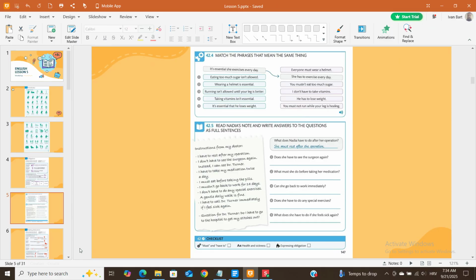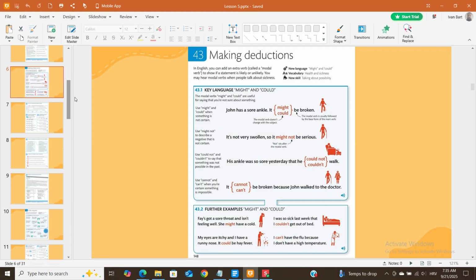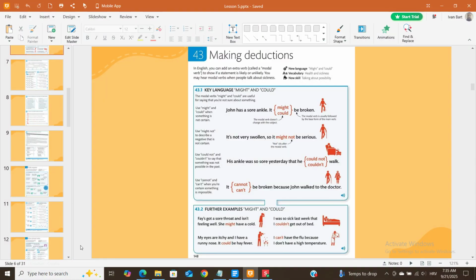42 Checklist: must and have to, health and sickness, expressing obligation. 147. 43. Making deductions. In English, you can add an extra verb, called a modal verb, to show if a statement is likely or unlikely. You may hear modal verbs when people talk about sickness. 43.1 Key language: might and could. The modal verbs might and could are useful for saying that you're not sure about something.